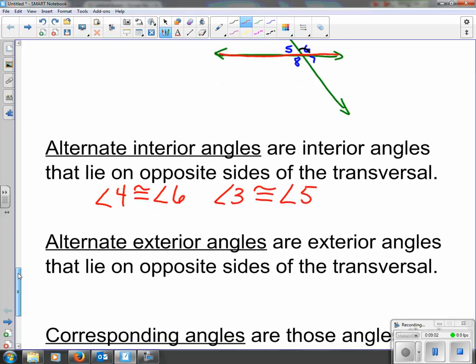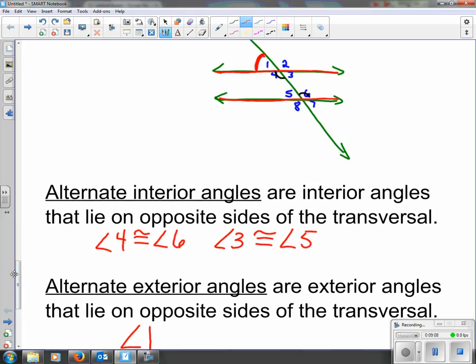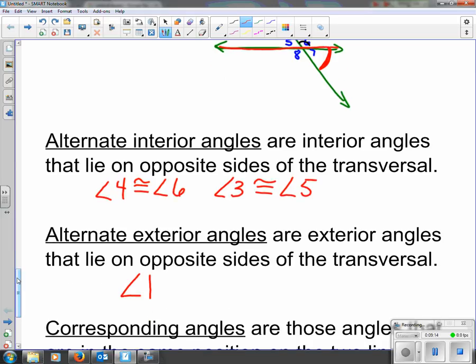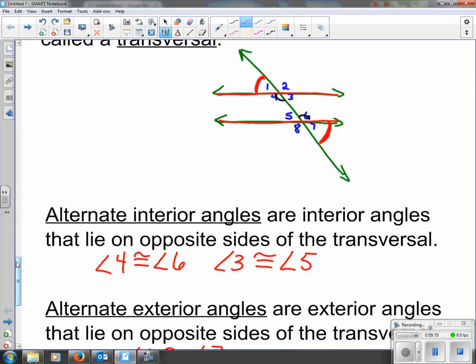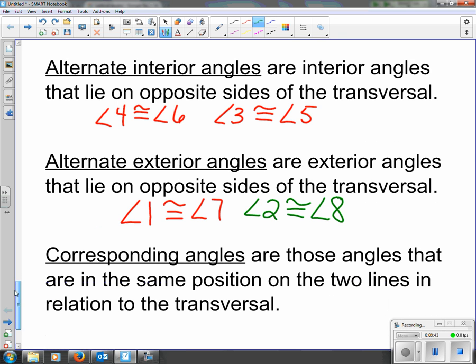Okay, now let's talk about the relationships. Angle 1, right here, this guy, is congruent, meaning the measurement's the same, with angle 7. And angle 2, right here, is congruent with angle 8. They have the same angle measurement, if you had to measure it, okay?